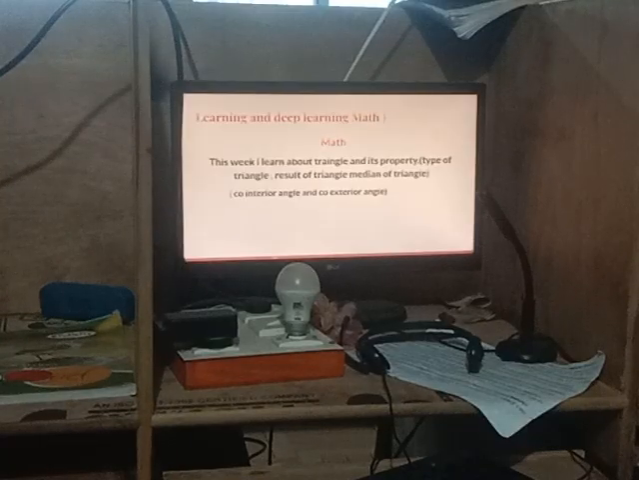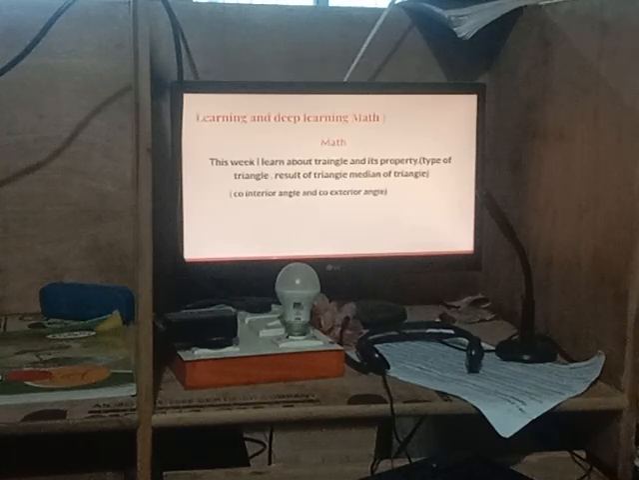Co-interior means consecutive, I think something like this: consecutive interior angle and consecutive exterior angle. So only these 2 points I learned from lines and angles, and the other things which I learned, I was talking about my learning from Sunday to Saturday. It's at last Saturday. And then I started learning chapter 6.